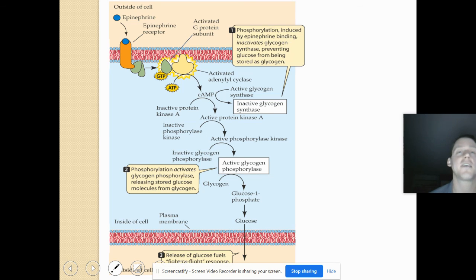So that is how a second messenger is going to work. You can see how it's related to the G protein, and you can also see how it's related to a protein kinase cascade. And in some cases, it didn't even use a protein kinase cascade. It went on and did something else.